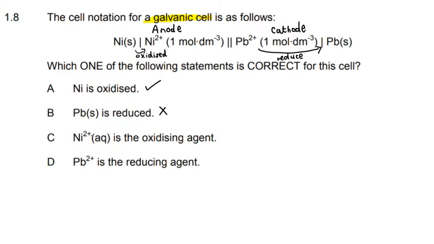And then they say nickel 2 plus is the oxidizing agent. That's not the oxidizing agent. The oxidizing agent is the substance that gets reduced. So this over here is the oxidizing agent. Right, so this is also wrong. And then we have lead 2 plus ions is the reducing agent. Let's just see. No, like I said, lead 2 plus ions is the oxidizing agent. All right, so that confirms for us quite nicely that the answer here is going to be A.